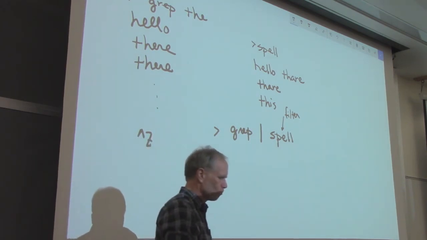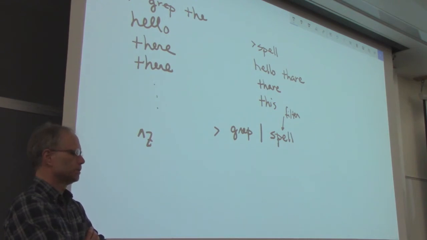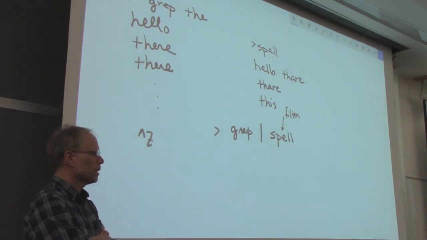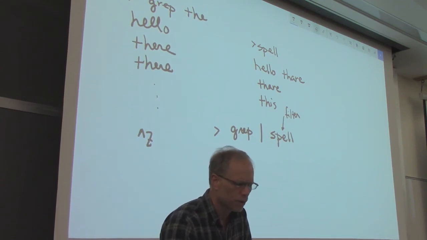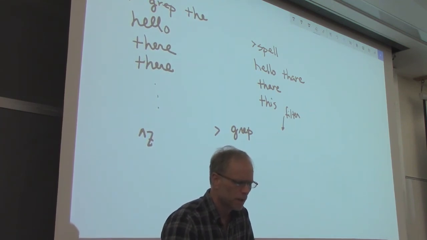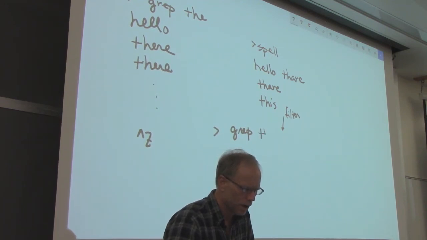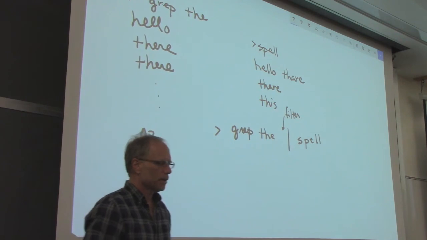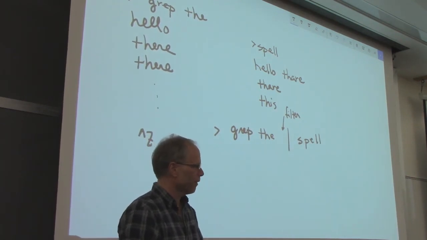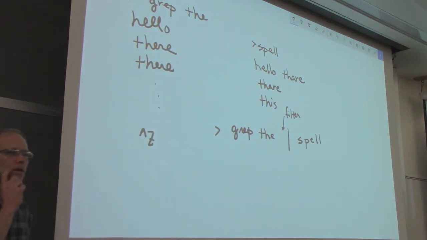Would grep take spell as the command, whatever spell returns or outputs as the command line arguments? It doesn't have to do with the command line arguments. Oh, in fact, that points out a good thing. We can't just run grep because it takes command line arguments. We would have to say something like grep the pipe spell. Okay? So we're saying run grep with command line parameter the, and then pipe its output to spell. I sort of just gave it away.